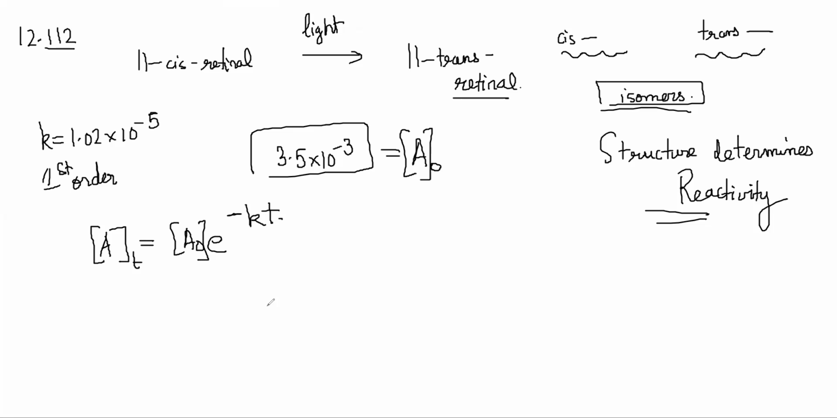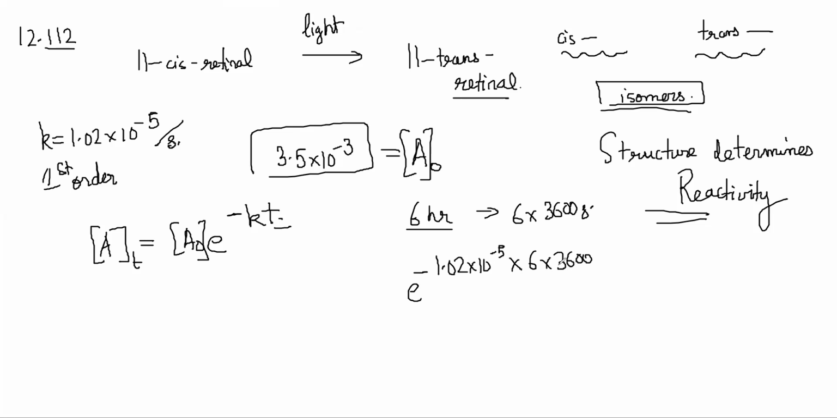Here k was given in per second and the time was given in 6 hours. So convert hours to seconds. It will be 6 into 3600 seconds, right? So you will just do e power minus kt. k is 1.02 into 10 power minus 5 into 6 into 3600, and then seconds cancel, right? And this is two zeros. So 10 to the power minus 3, 216 into 1.02 into 10 power minus 3, right?